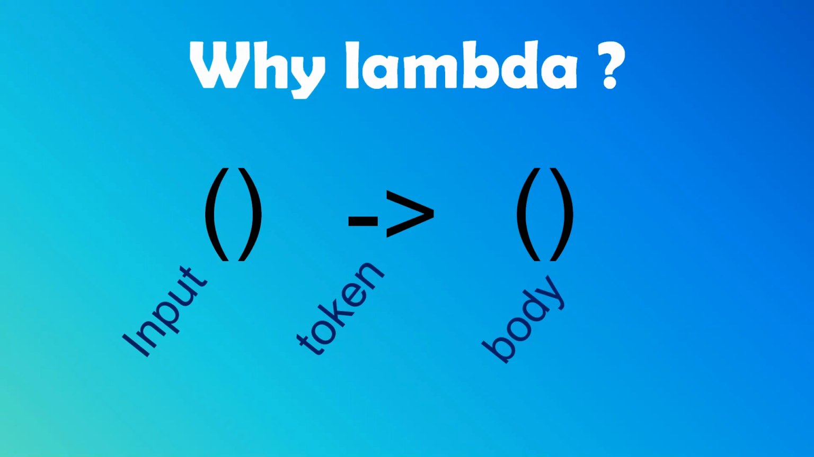So for the input, for example, I have a and b, and the token, and inside the body implementation I can do a plus b, or I can do a minus b, and whatever implementation you want to use, you can use that.